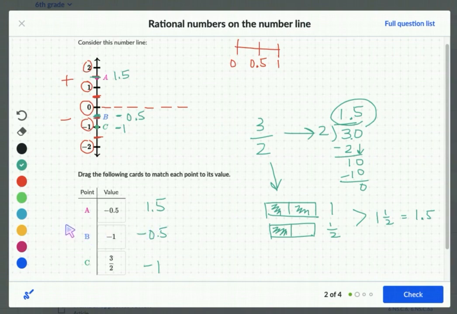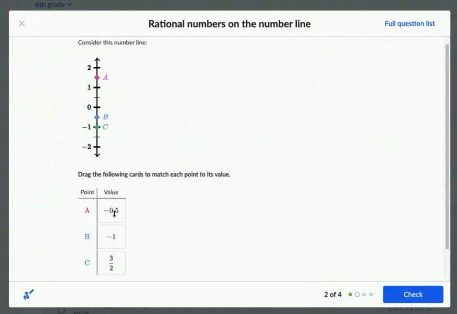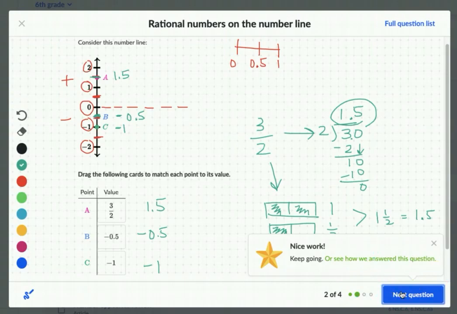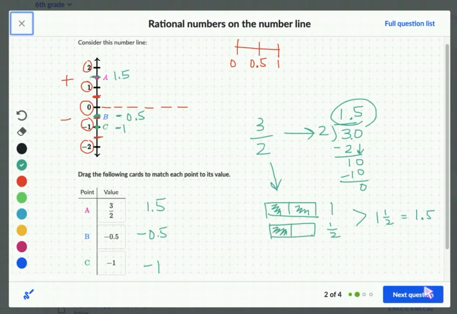So it looks like we're going to move some of this stuff around. So we have A was at 1.5, so that's going to be the 3 halves. B was at -0.5, and C was at -1. So it should match up. Okay, so sometimes they'll add in some fractions and decimals. Remember, those are both rational numbers, so they can change them. They are equivalent, just written a little differently.